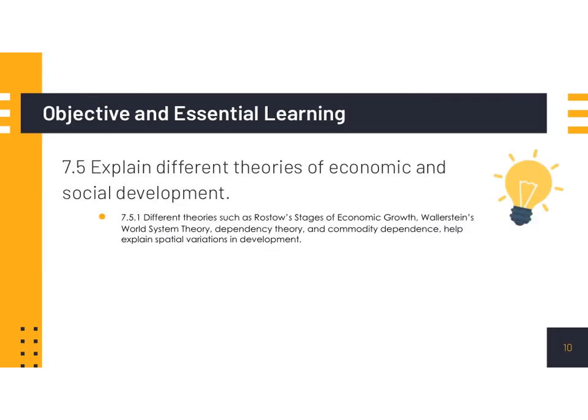So at this point in your notes, I would like you to explain the different theories of economic and social development. I want you to explain Rostow's stages of economic growth, Wallerstein's world system theory, and also the Brandt line. And yeah, so explain those.